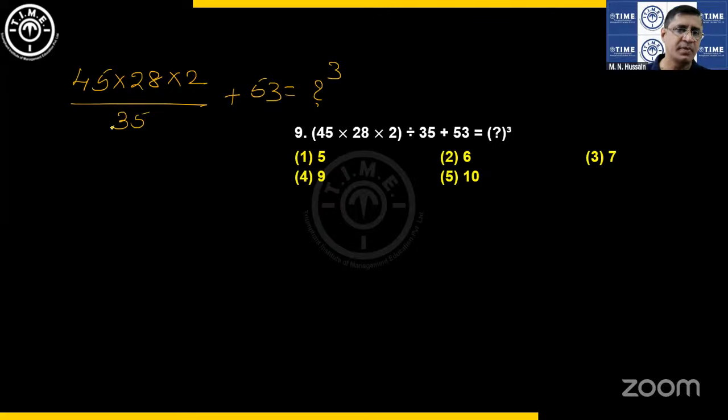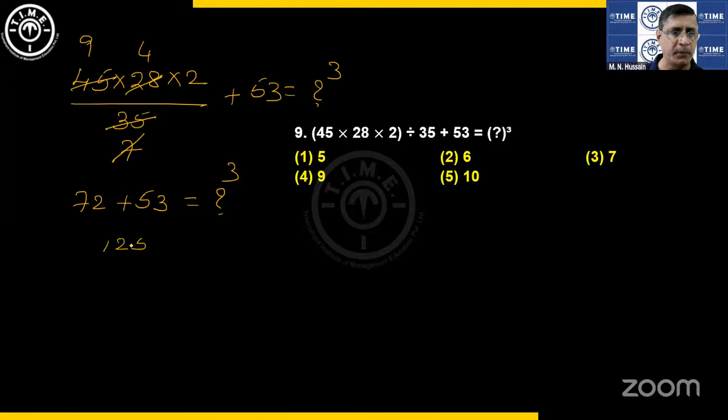Now simplify this. Now in 35, 5 goes 7 times. 5 in 45 goes 9 times. 7 4 times, that is 28. Now simplify this. 9 into 4, 36. 36 into 2, 72 plus 53, which is equal to question mark Q. Now by adding these two, we get 125. 125 is equal to question mark cube.